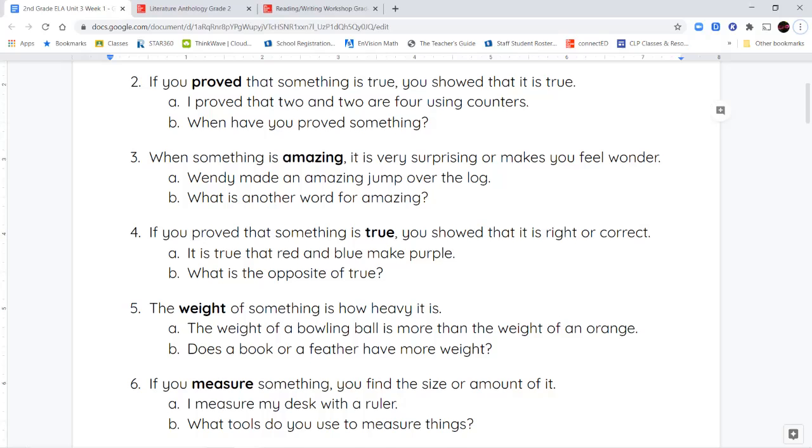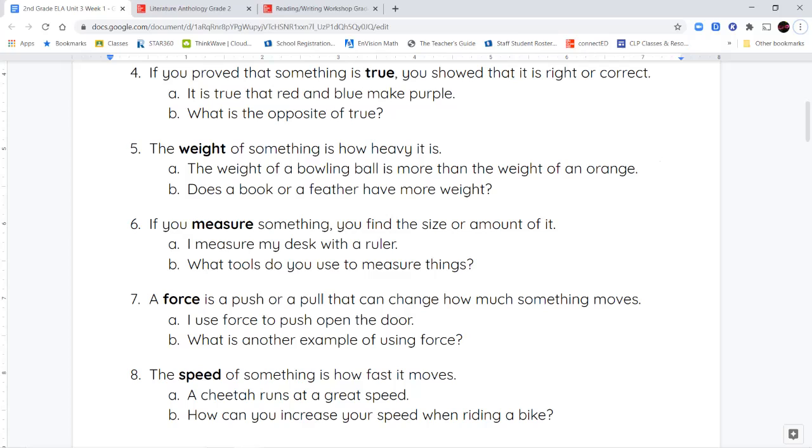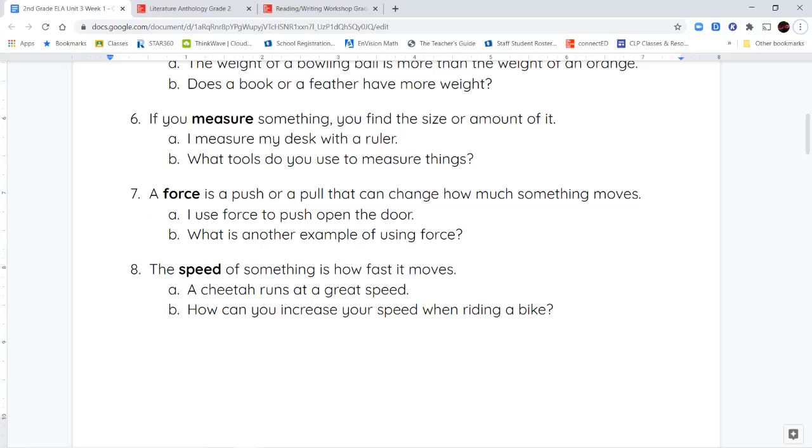And your sixth word is the word measure. When you're measuring something, you're finding the size or the amount of that thing. So you can measure the length of your desk with a ruler. You can measure how tall your friend is using measuring tape. You can measure how heavy something is by putting it on a scale.